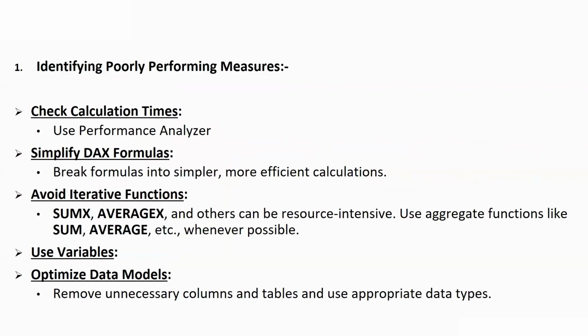So, if you talk about how to identify the poorly performing measures, the first one is that you can identify inefficient time. You can use Power BI's performance analyzer to record and view the time taken by each visual to query, render, and perform other actions.